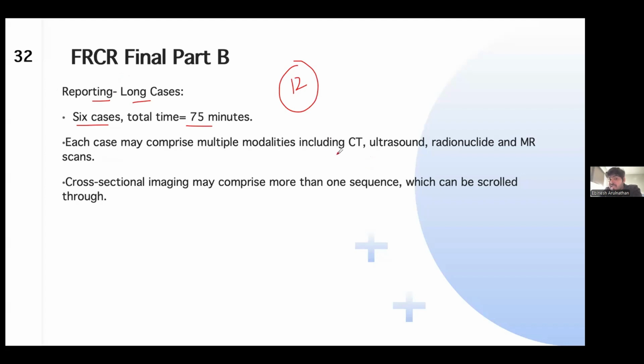And these cases might have multiple modalities. Say, for example, one of the cases can be a skeletal survey of a patient with hyperparathyroidism, with CT scans showing multiple brown tumors, and a sestamibi scan showing a parathyroid adenoma or something like that, right? So you can have multiple modalities. For going through and reporting all the modalities, you'll have just 12 minutes of time for everything together. So time is the limiting factor when it comes to long case reporting.